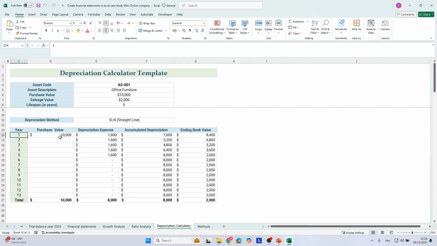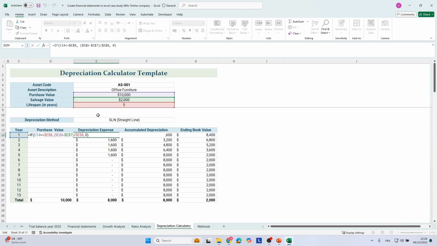So for the calculation, we use Excel. Here we create a table where we put the year, the purchase value, depreciation expenses, accumulated depreciation, and the ending book value for each year. So here we put the purchase value. Then here we have a formula that we set where we need to calculate the depreciable amount, which is 10,000 purchase value minus the salvage value, we get 8,000. Then 8,000 we divide by the lifespan, which is 5 years.